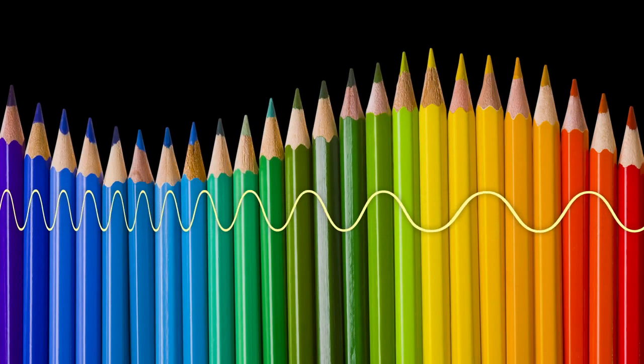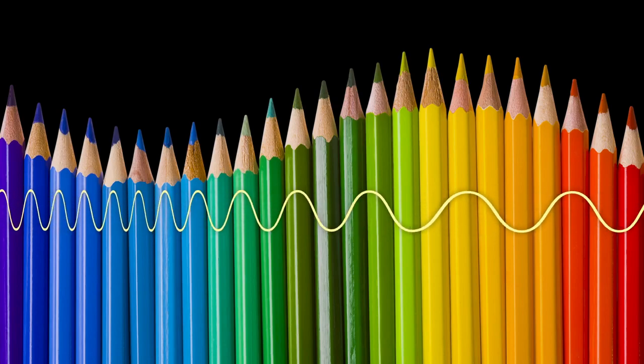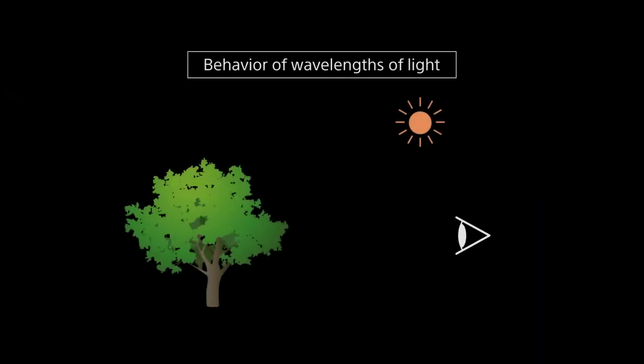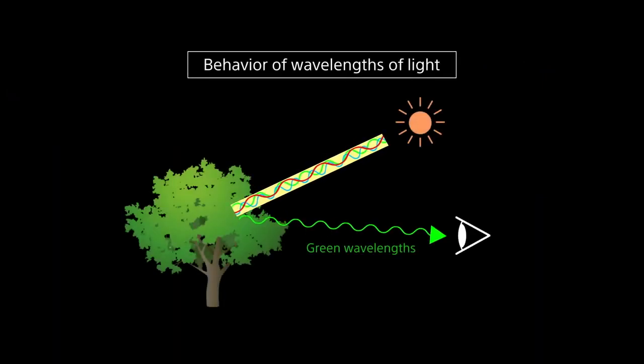Light behaves like a wave. As wavelength changes, we see different colors. For example, leaves appear green to our eyes because they mostly reflect green wavelengths. What else differs when wavelength changes?